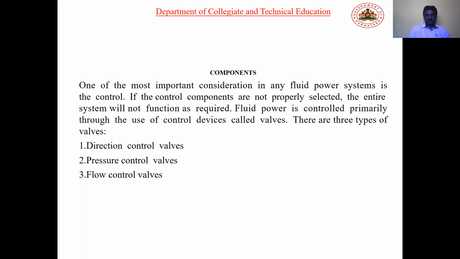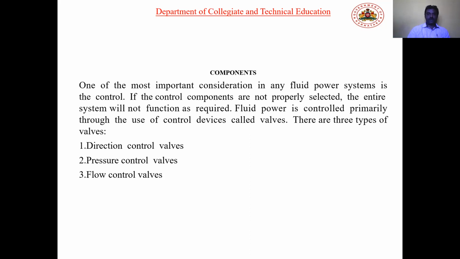The directional control valves control the direction of flow of a fluid inside a hydraulic system. These directional control valves are classified into 6 types: check valve, sliding spool valve, solenoid control valve, poppet valve, rotary valve, and lastly the pilot operated valve.